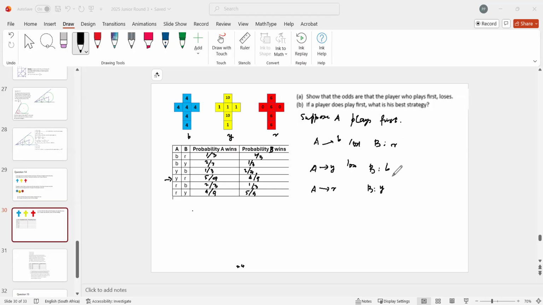So in each case, B will choose one of the colors which will beat the choice of A. So that is why they show that the odds are that the player who plays first loses. He wouldn't necessarily lose, but the chances are that he will lose. There's a 2/3 probability that he will lose. It's not 100% probability. That means the odds will favor B. In all these three cases, the odds will favor B. So therefore, they say the odds are that the player who plays first loses. All right. Okay, so that's the first. It's a difficult question to understand.